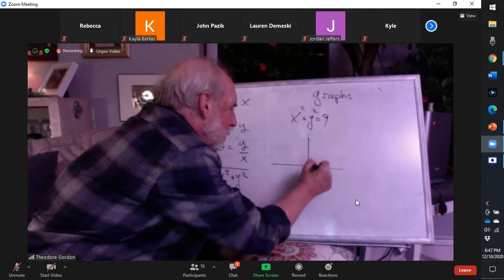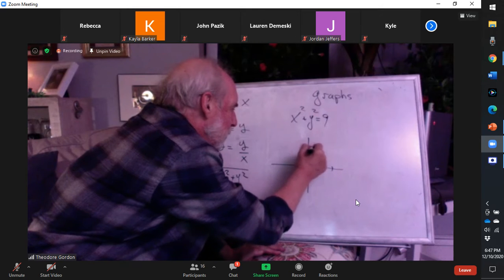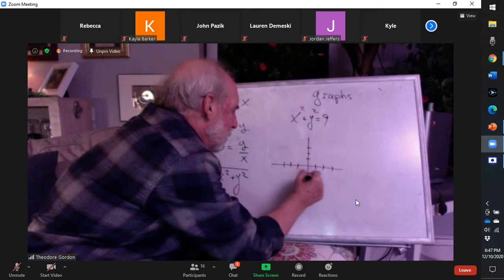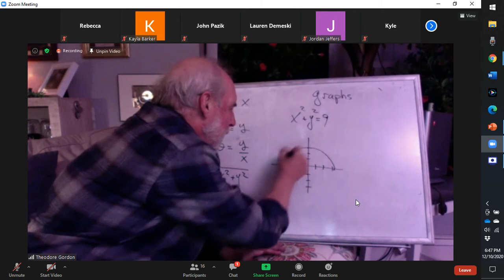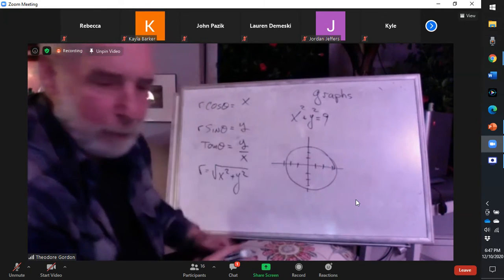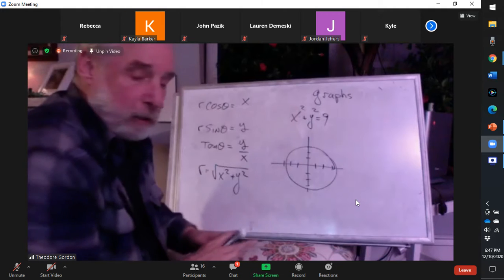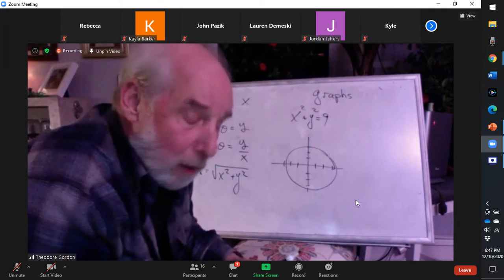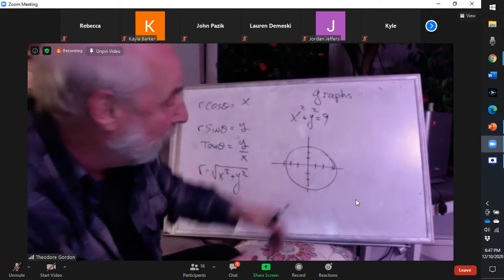So up here, 1, 2, 3, and so on, and it looks kind of like that. We'll just pretend, all right? So that's a rectangular equation. So it's not a function, it's a relationship.